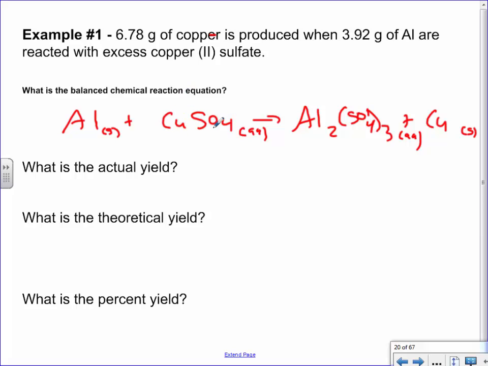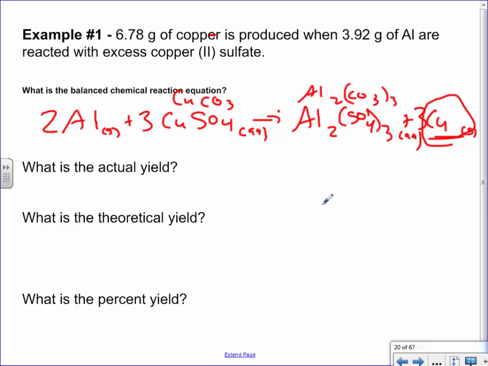Does it have to be copper sulfate? Probably not. If I were to use copper carbonate, all that would change is that this would become aluminum carbonate. But would I still make solid copper at the end of the day? Yeah, sure. But anyways, the only reason I need this though is to balance it. So to balance, I need a 2 here, a 3 here, and a 3 here. Are we okay with that part? Okay, first question's really easy.